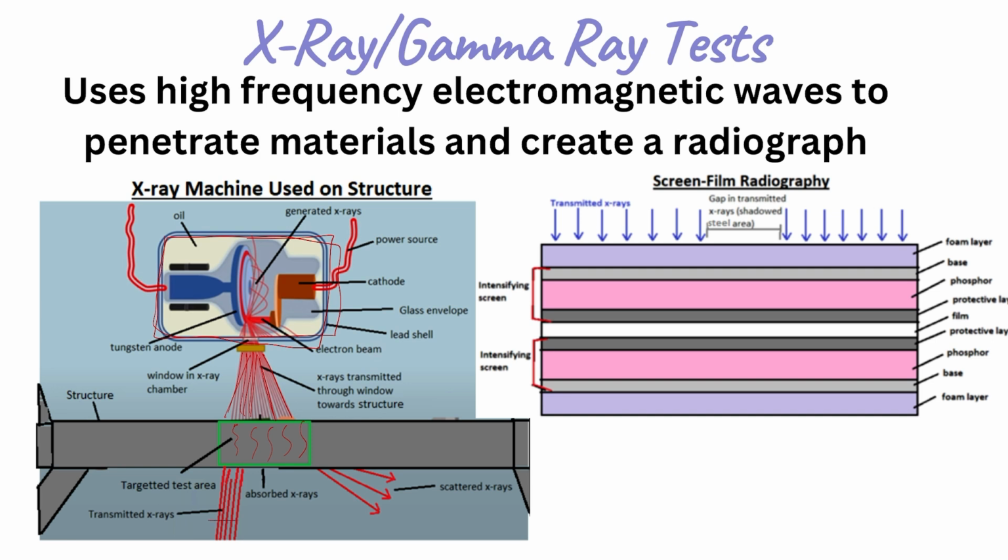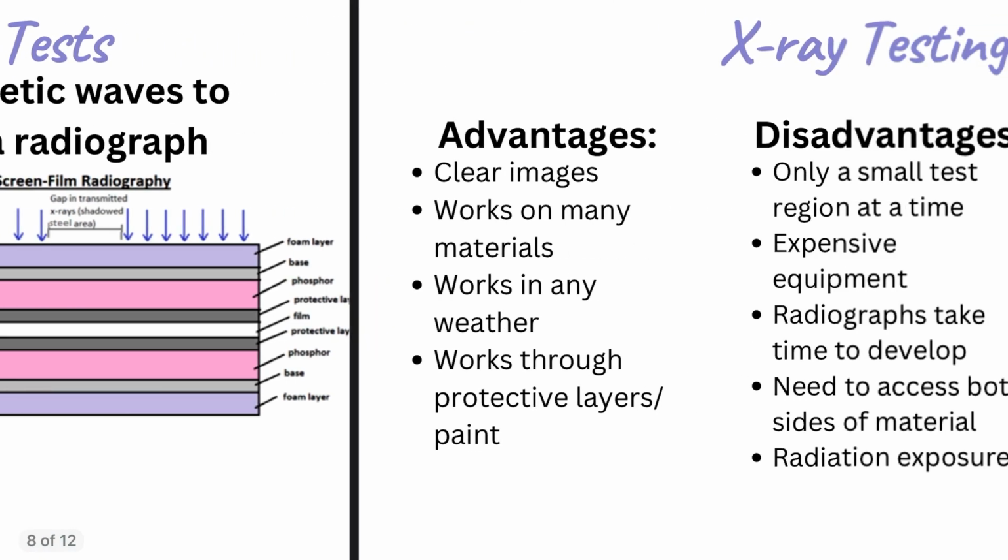Once they're transmitted, so the rays that are transmitted are collected on what's called a screen film or something similar to create a radiograph. Sometimes they use electronic versions of these, but a physical one can be seen in the diagram on the right. So you have the transmitted X-rays, they're absorbed by this intensifying screen, which turns it into an image, and you create a radiograph, which essentially highlights the different aspects that are going on within the material.